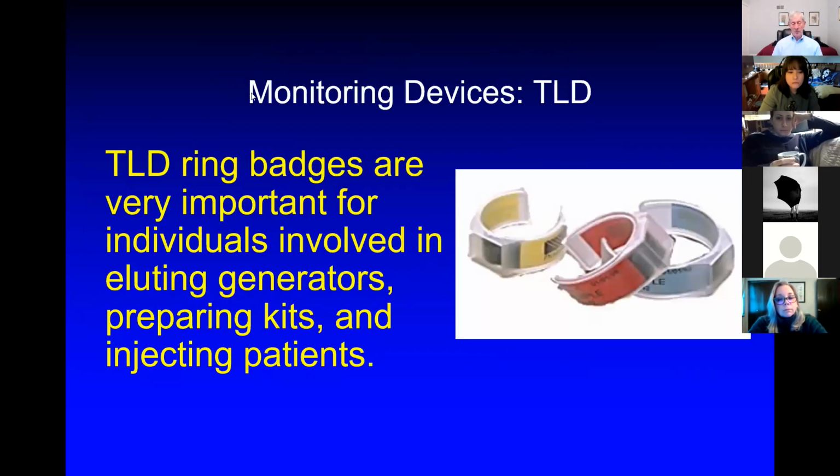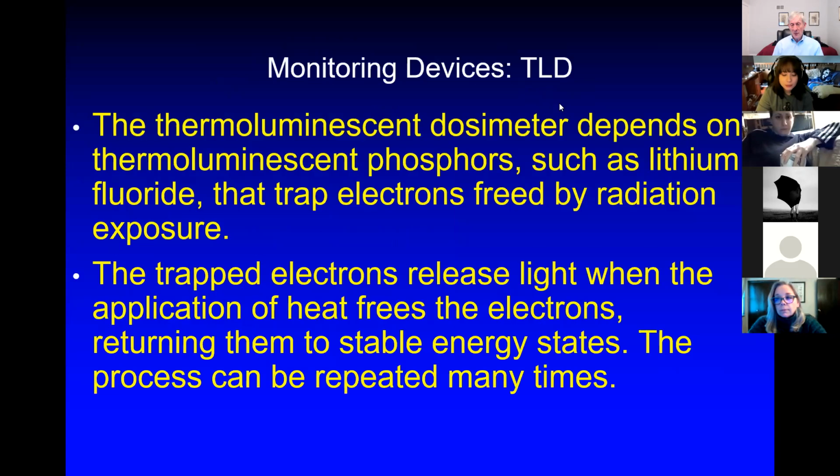Next is a TLD, a thermoluminescent dosimeter. These are ring badges. They're only for people who are either working in the hot lab, where they're eluting generators and preparing and drawing kits and drawing doses, or the people who work in fluoroscopy wear them sometimes. Actually, many of them don't wear them because they don't want to register a high hand dose, but that's their choice, I suppose. And so the TLD uses thermo, that's heat. That heat takes those bumped up electrons, lets them come back to their normal level, releases light.